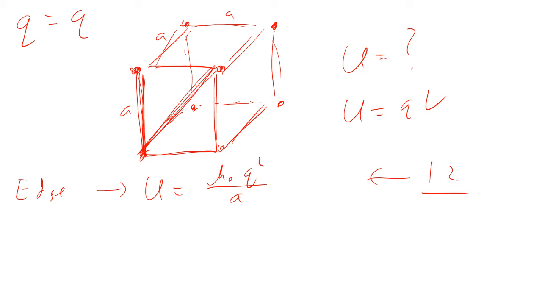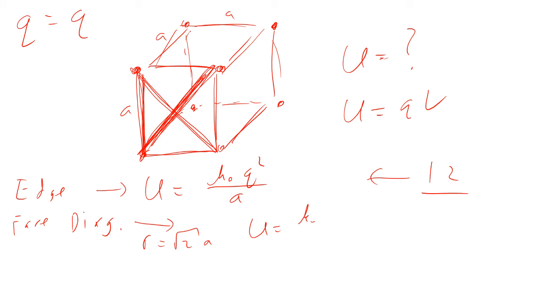Then we have a body, rather a face diagonal. Okay, so that length across that face right there, the R is going to be square root of 2 A if you do just a little bit of geometry there. So that means that the energy is going to be KQ squared over square root of 2 A. How many of those are there? Well, each face has 2. There's 6 faces, so there's 12 of those.